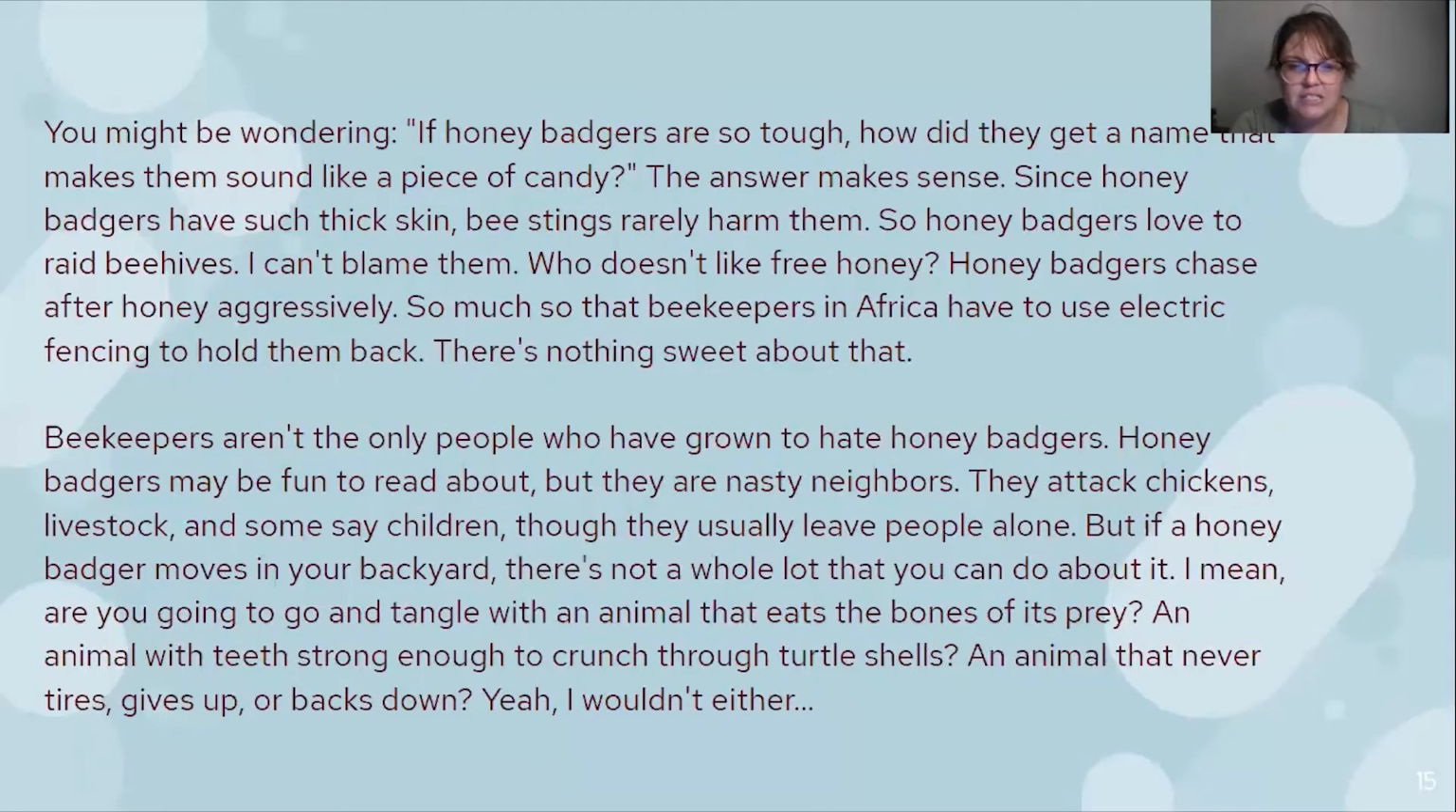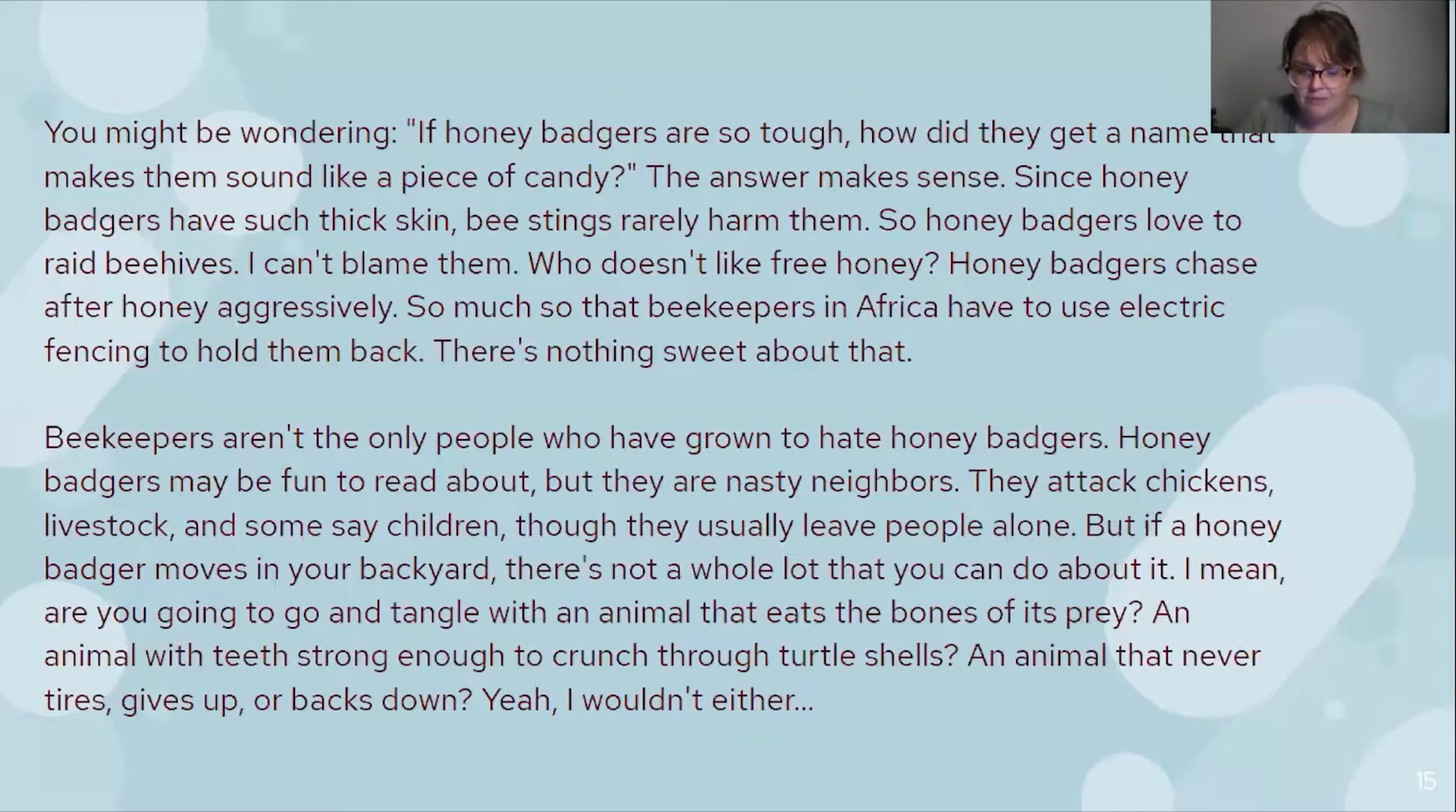They attack chickens, livestock, and some say children, though they usually leave people alone. If a honey badger moves into your backyard, there's not a whole lot you can do about it. I mean, are you going to go and tangle with an animal that eats the bones of its prey? An animal with teeth strong enough to crunch through turtle shells? An animal that never tires, gives up, or backs down?